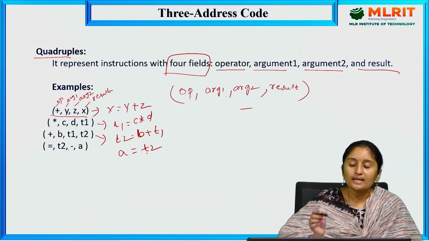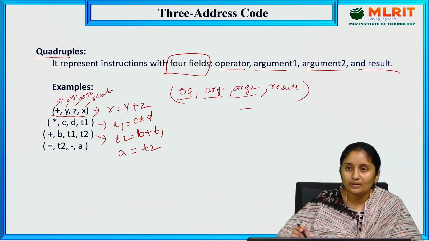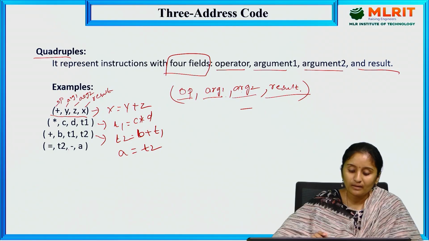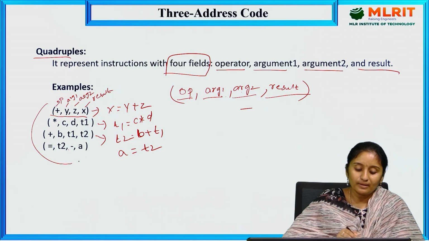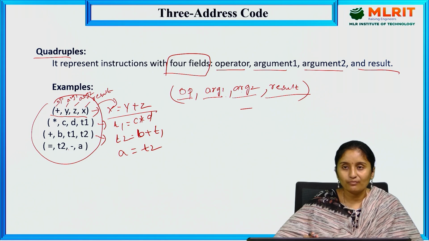So quadruple is nothing but it consists of 4 fields. The 4 fields are: first one the operator, second argument 1, third one argument 2 and the last one the result. So these can be written like this. If I simplify it, we can write it in the form of an expression.